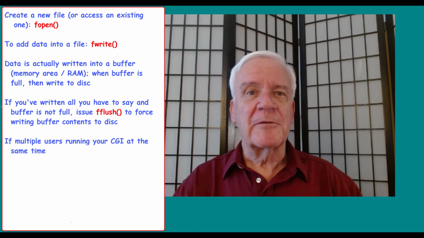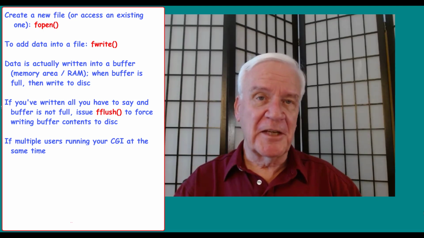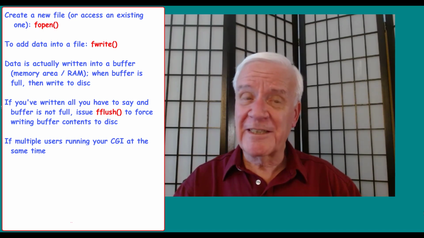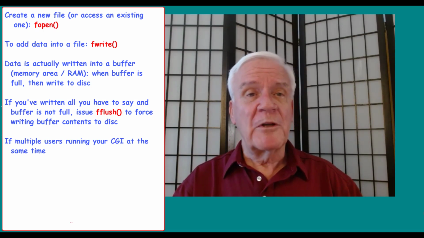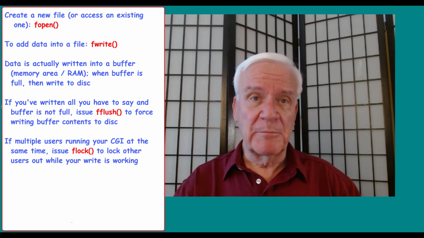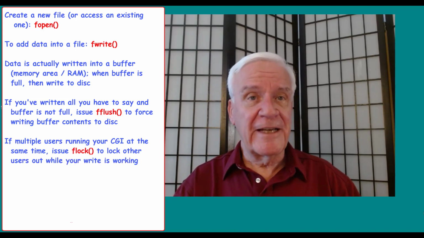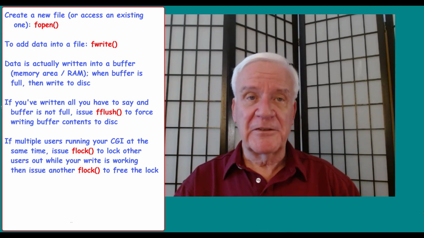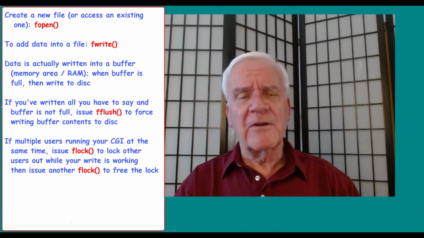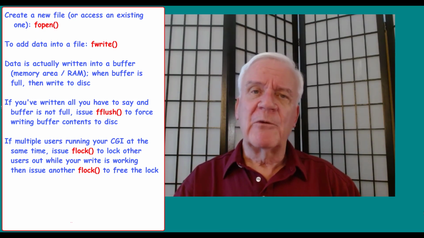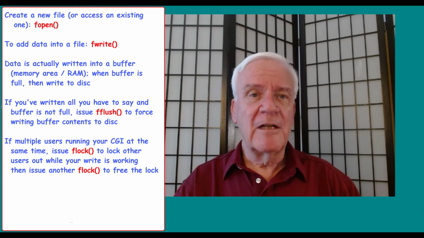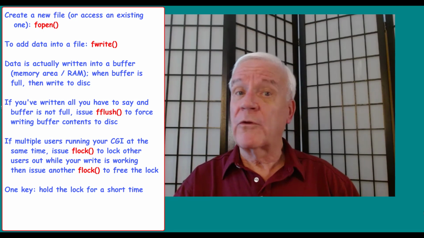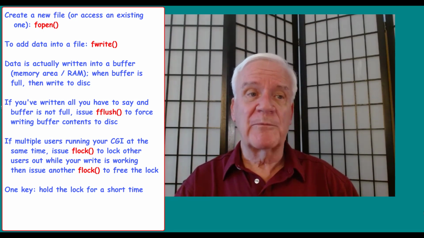On your server, there could be multiple users running your CGI at the same time, and if two of them try to write to the same file at the same time, some data is likely to be lost. We can prevent this by issuing an flock function before we write, then writing the data, then freeing the lock by issuing another flock function so that somebody else can write to the file. This is very common when you're doing logging activity. You want all the activity to be in the same file, but you don't want to lose data from different users. One key here is to hold the lock for as short a period of time as possible.